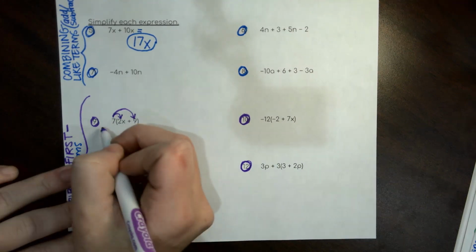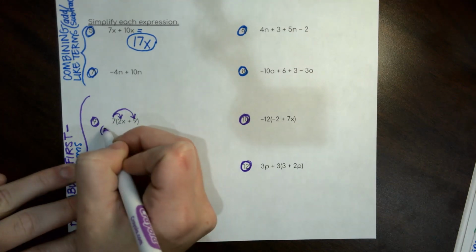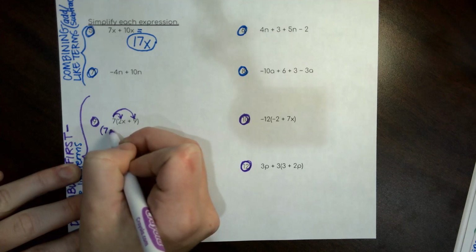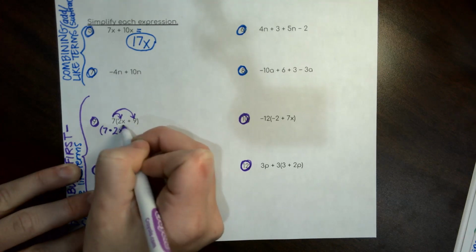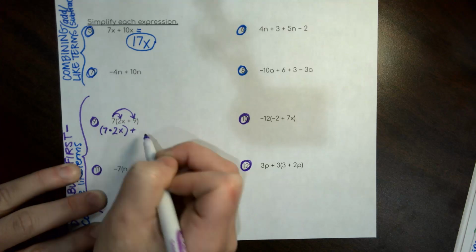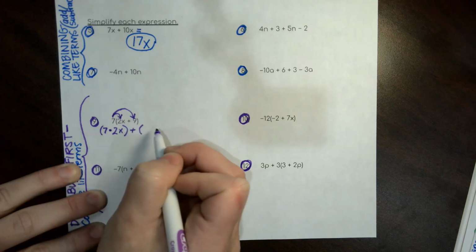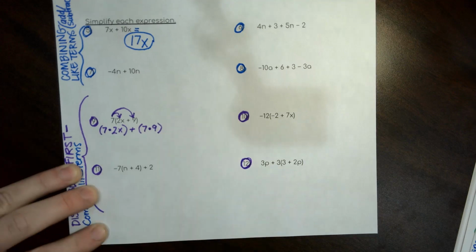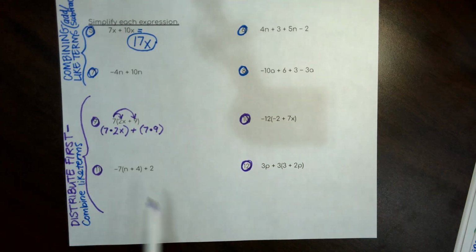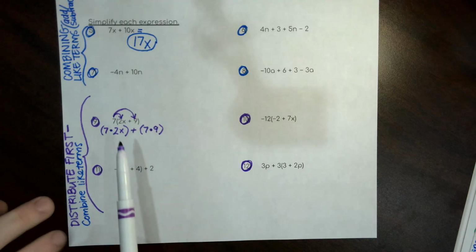So you don't have to write this part, but I'm going to write it out just so that we have a little reference for what we're doing. 7 times 2x, and then we have 7 times 9. Okay, now that we know what we're multiplying, what's our next step here?